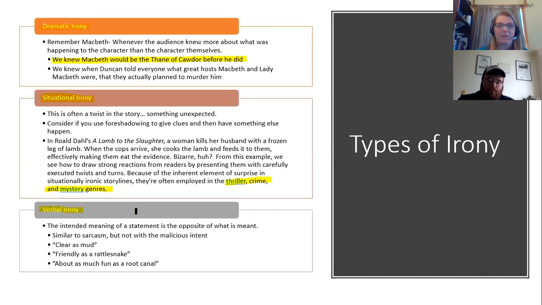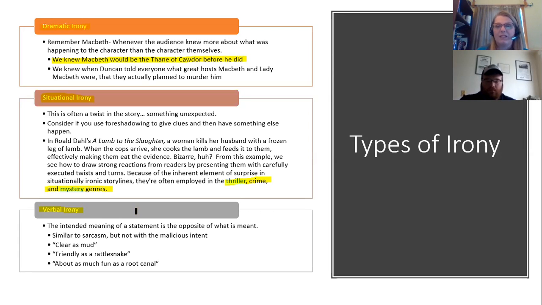Like it says here, some examples: clear as mud. You know, what you really mean is that I don't get what you're saying at all when you say that. You know, friendly as a rattlesnake, or about as much fun as a root canal. All of those, we've all heard this, we've all done it, we've said it. And it's whenever you're doing those things where what you're saying is literally the opposite of what you mean.